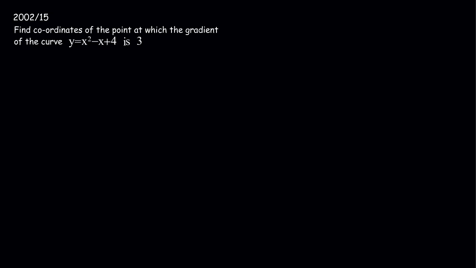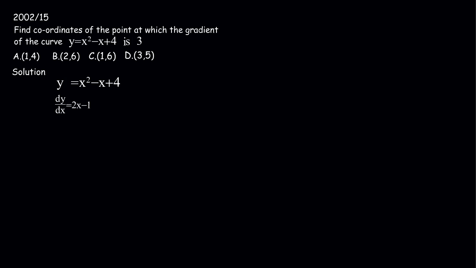Our next question states: find the coordinates of the point at which the gradient of the curve y equals x squared minus x plus 4 is 3. Now the very first thing is that we are going to be writing down our equation, y equals x squared minus x plus 4. Now our gradient, which is our derivative, will be equal to 2x minus 1. That's dy over dx equals 2x minus 1, because when we differentiate x squared minus x plus 4, it gives us 2x minus 1.